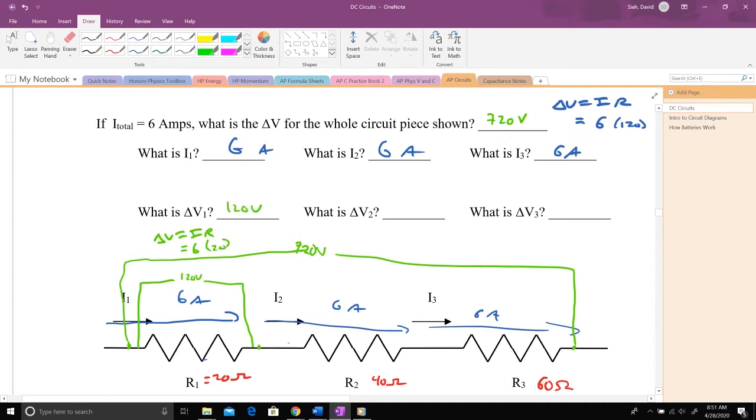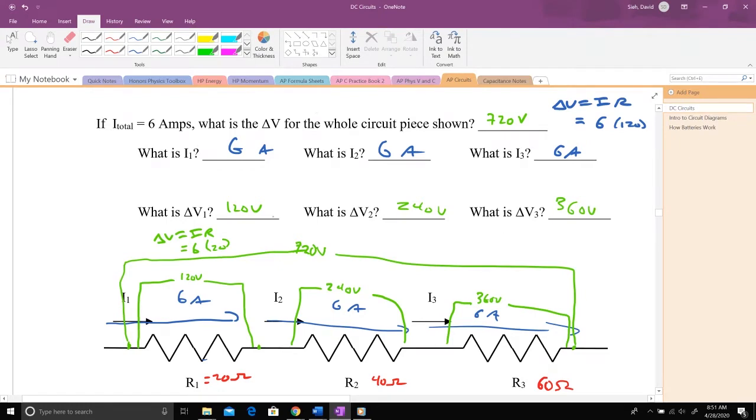What about the second resistor? Hook up a voltmeter here to here, and my delta V is going to be 6 amps flowing through 40 ohms. That'll be 240 volts. And then for the third resistor, I'm going to have 6 amps flowing through 60 ohms. So I hooked up my voltmeter, 6 amps times 60 ohms would be 360 volts.